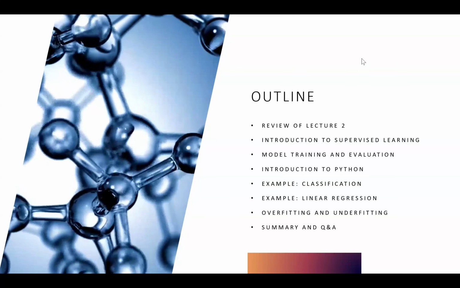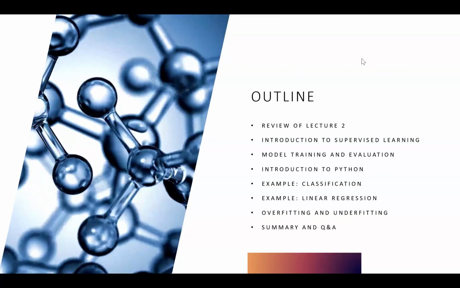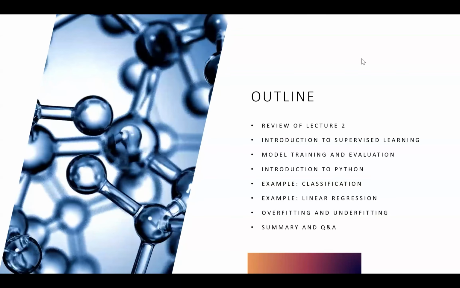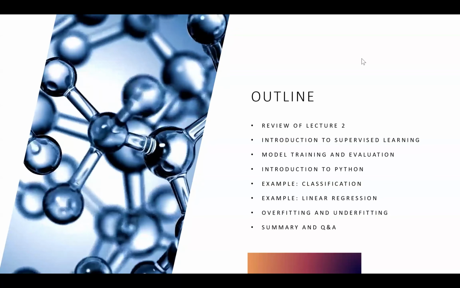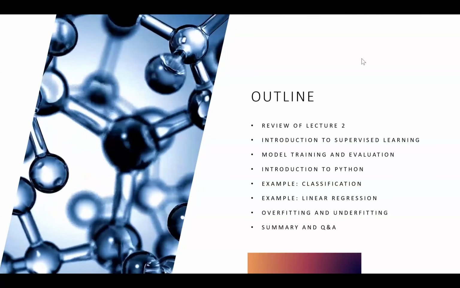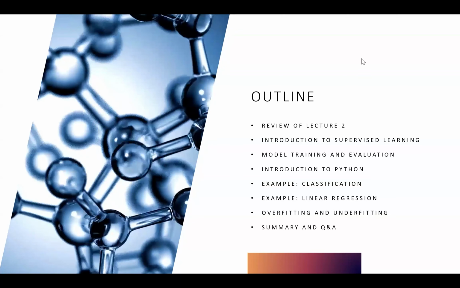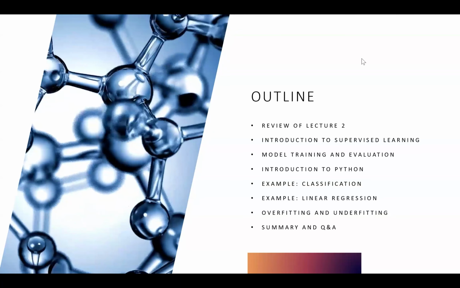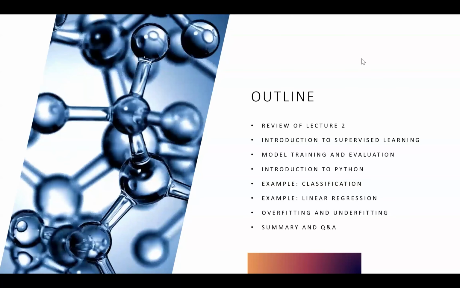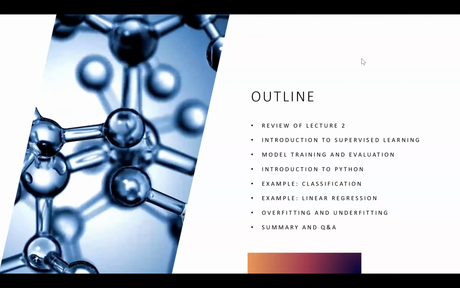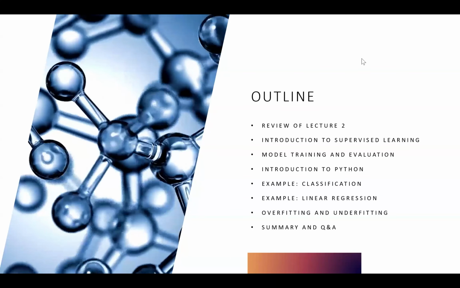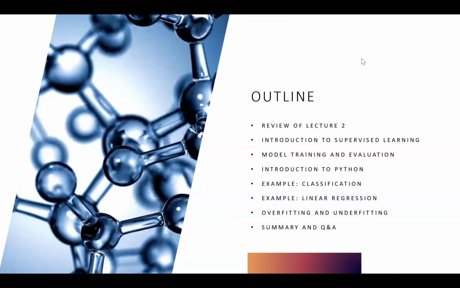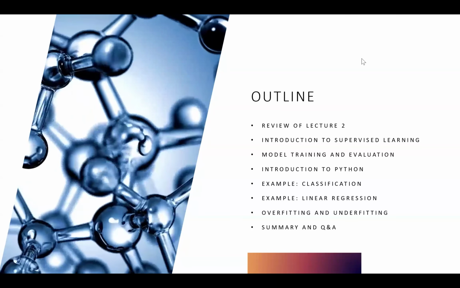So we're going to start by reviewing what we discussed in the second lecture last week. We're going to introduce supervised learning. We're going to do model training and evaluation. What is model training and evaluation? We're going to do an introduction to Python, and we're going to go through two examples that I really like. One is classification, trying to identify the type of a flower based on some attributes. And then we're going to go through a regression example, a typical machine learning example of diamond pricing based on multiple attributes.